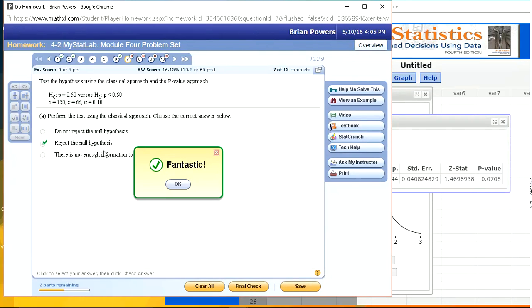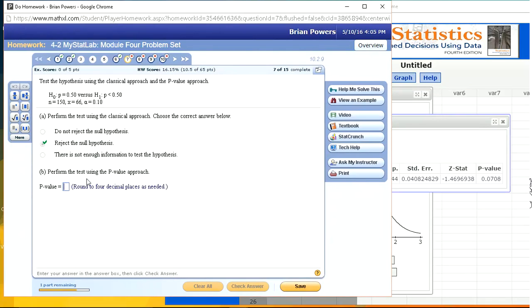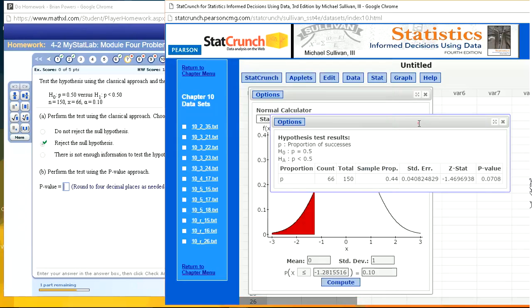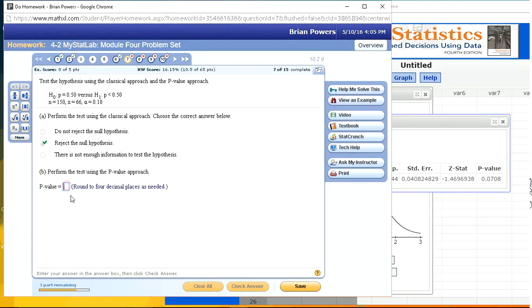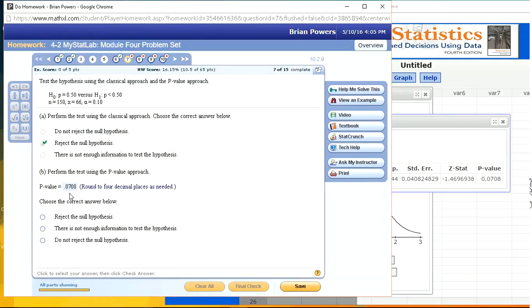That's all? Yes. Perform the test using a p-value. Well, the nice thing is StatCrunch calculated a p-value for me. I can use it. That's all I need to do. Just type it in, 0.0708. Excellent. And the conclusion is always going to be the same regardless of whether you use the classical or the p-value approach.